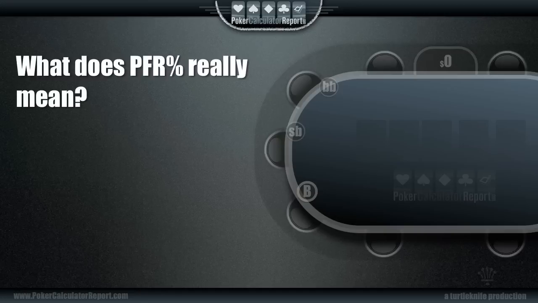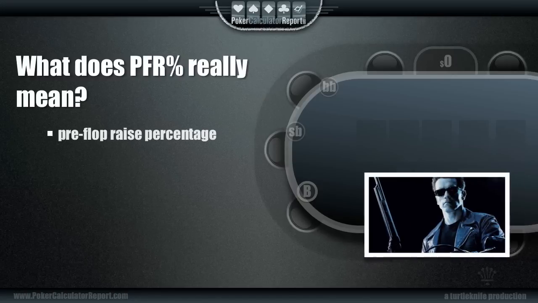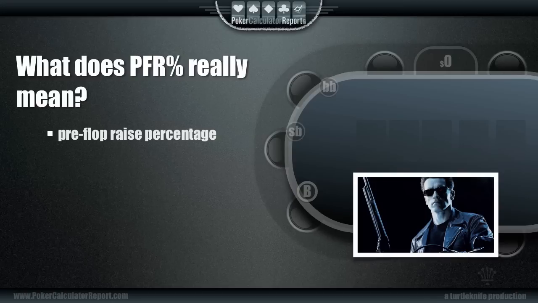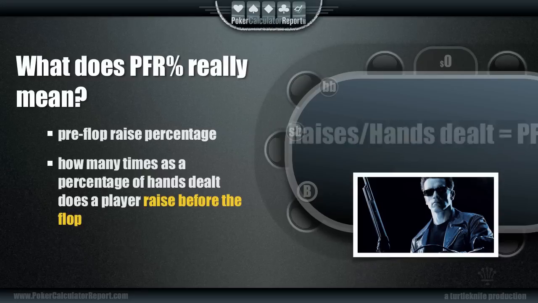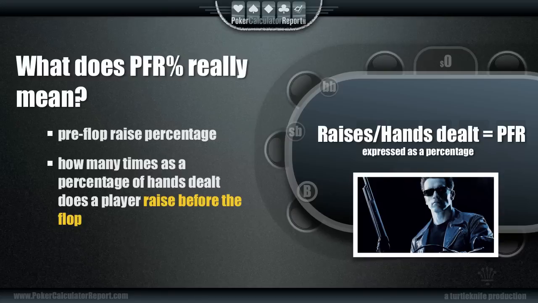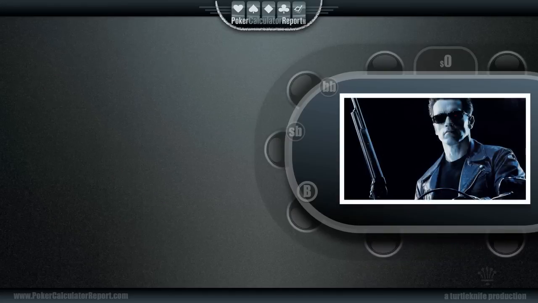So, preflop raising is rather much straightforward, at least on the surface. This statistic is very representative of a player's overall aggressiveness, but it's not the complete story, so let's have a closer look. PFR percentage is how many times a player raises before the flop, divided by how many hands dealt to that player. The higher this number is, the more unpredictable your opponent will be.